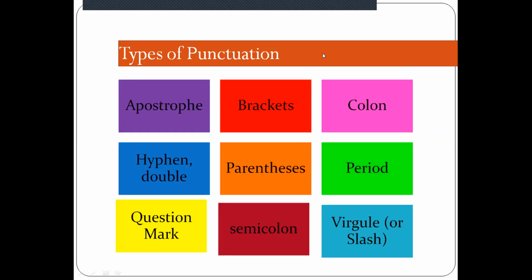Welcome to our class, the communication skills class for professional writing skills. Today we are moving on with our subtopic of the mechanics of writing. We are going to have a look at punctuation. First of all, we have to know what is punctuation.